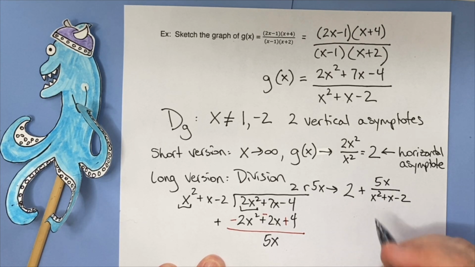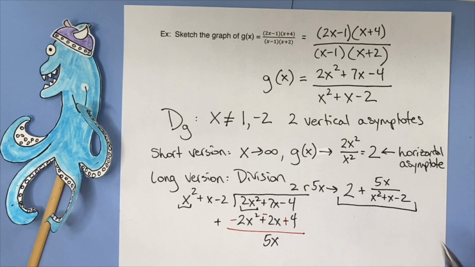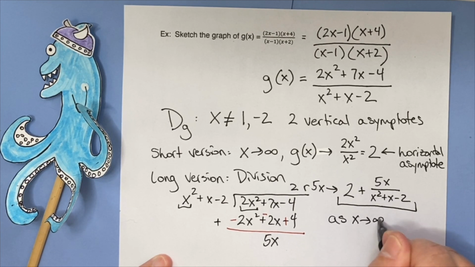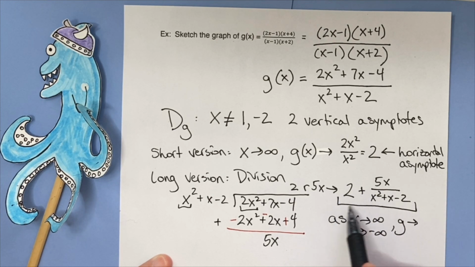Now, in this form, we can take a look at this and see that as x gets really large or x gets really negative, this g is going to get really, really close to what? It is going to get really, really close to 2.